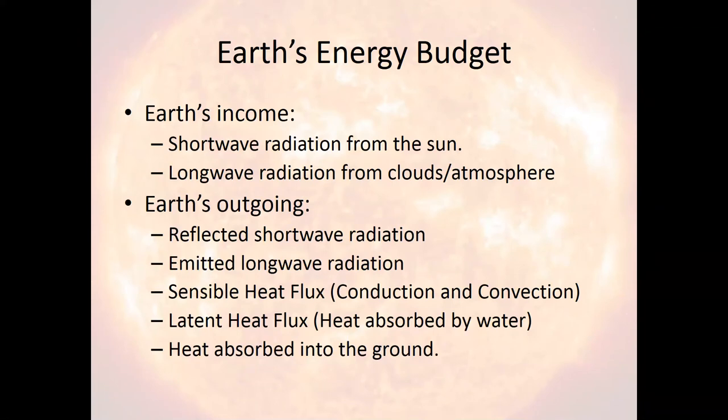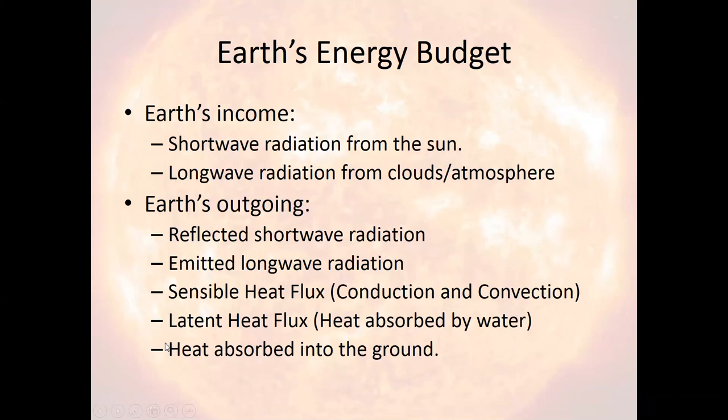The remaining energy that Earth gets from the sun is dispersed in one of three areas. Either sensible heat flux, which is conduction and convection, so it conducts heat into the lower atmosphere and that causes convection to occur. Latent heat flux, we'll talk more about this next week when we talk about water. And then heat that's absorbed into the ground. This is called ground flux. During the daytime, heat is entering the ground. At nighttime, heat is escaping the ground. So each one of these things represents spending.